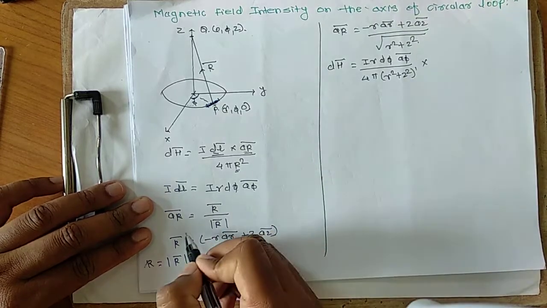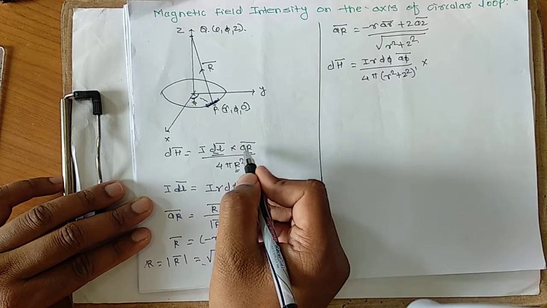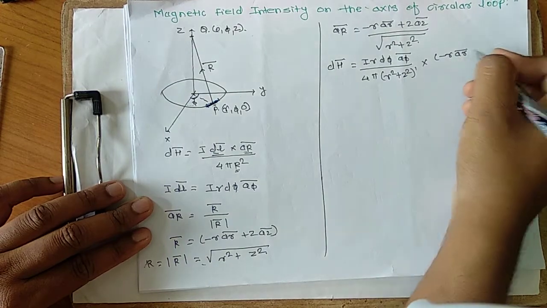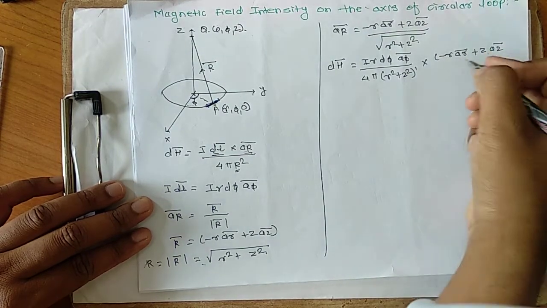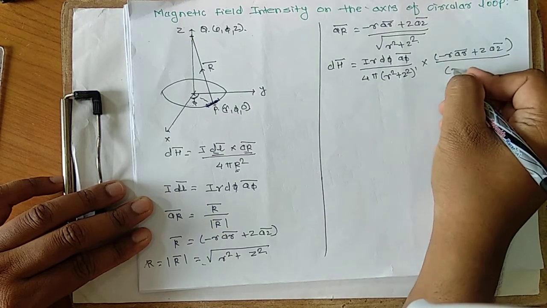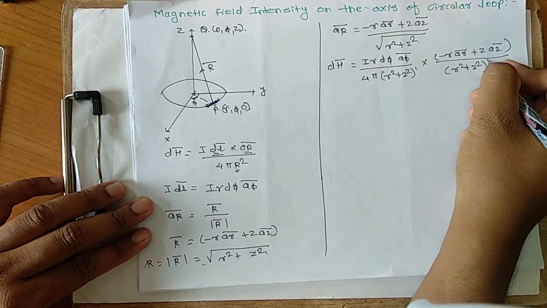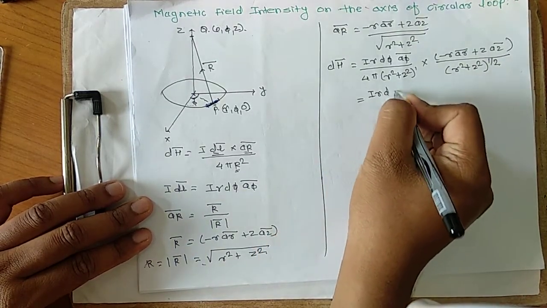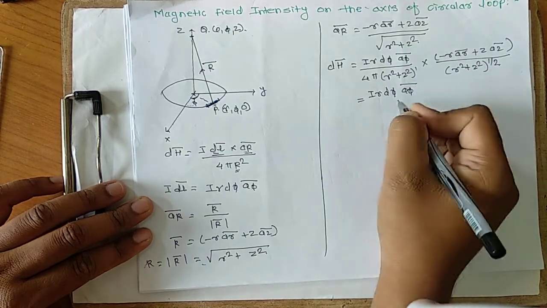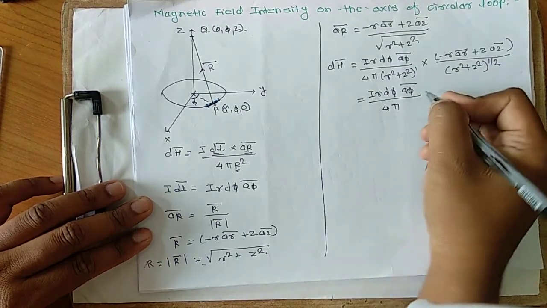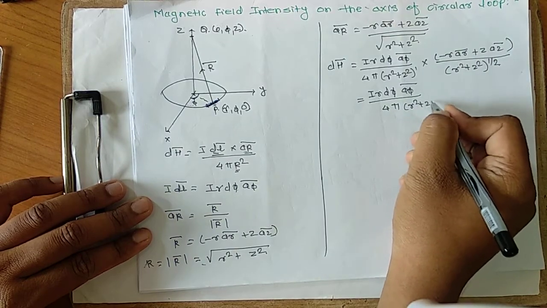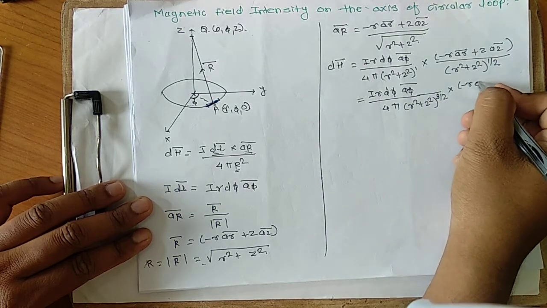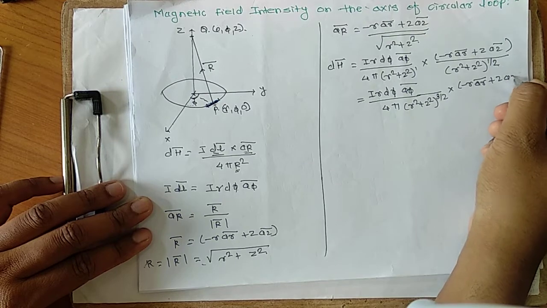So cross, what is a_R bar? This is a_R bar. a_R bar is here minus r a_R bar plus z a_z bar divided by r square plus z square raised to 1 by 2. So 1 by 2 plus 1, that is 3 by 2. So I r d phi a_phi bar divided by 4 pi r square plus z square raised to 3 by 2, cross minus r a_R bar plus z a_z bar.